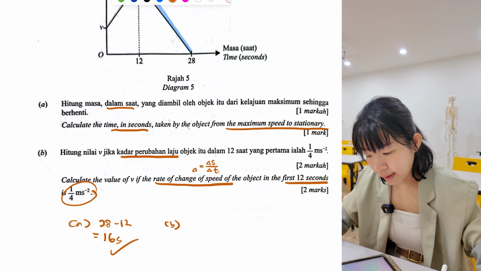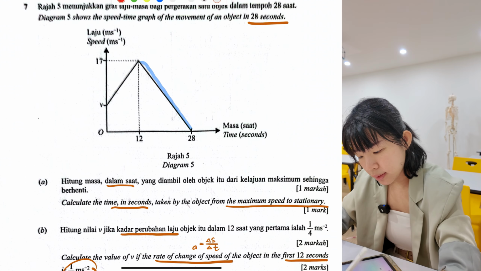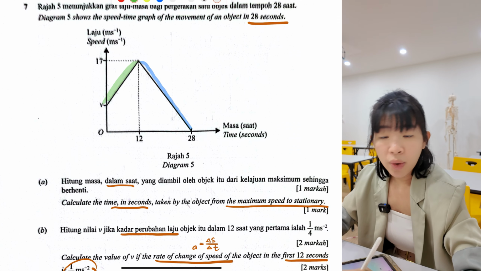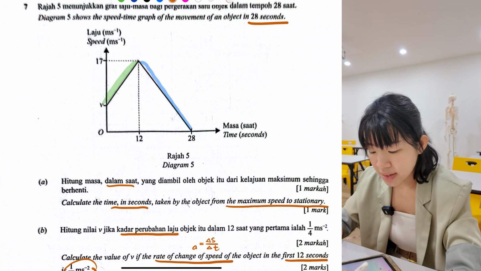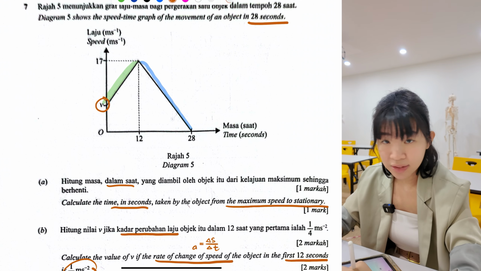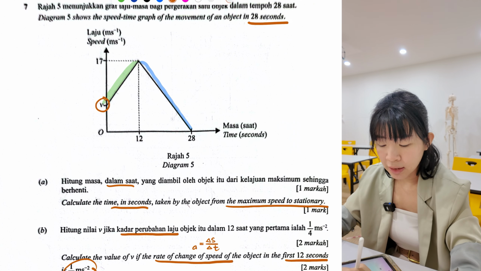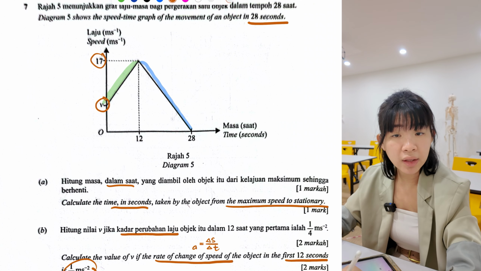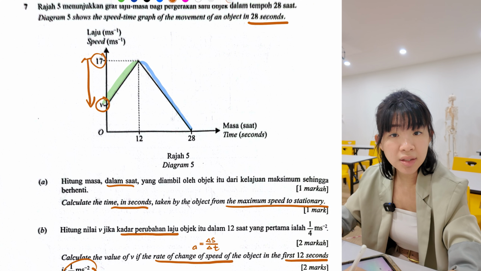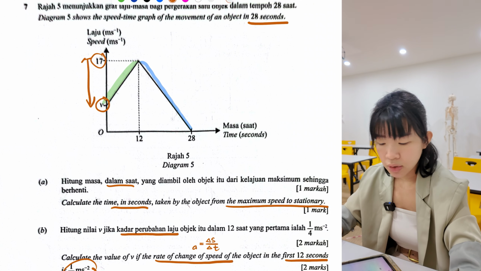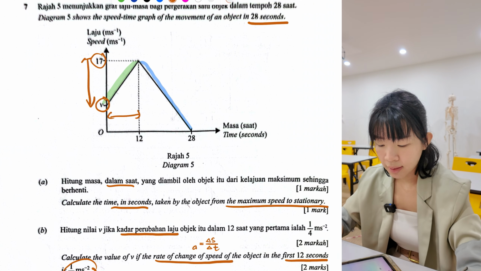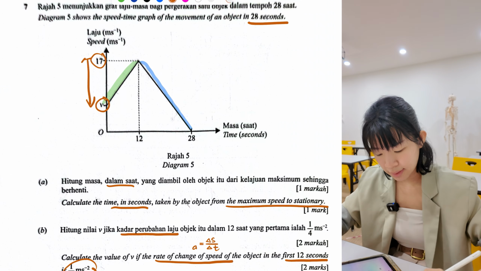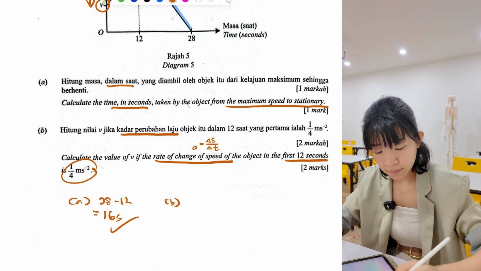The first 12 seconds, they are referring to this part. What is the change in speed? The speed starts from V, not from 0. Then 12 seconds later, the speed becomes 17. So the change in speed is 17 minus V. The time taken is 12 seconds, and the answer given is 1 over 4.